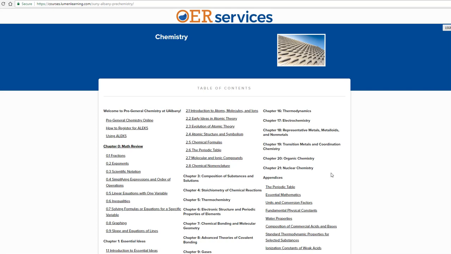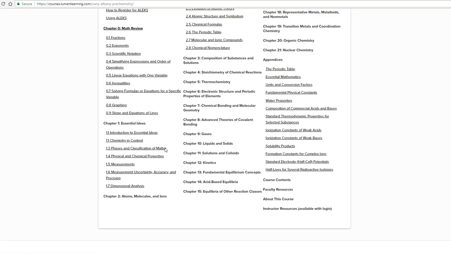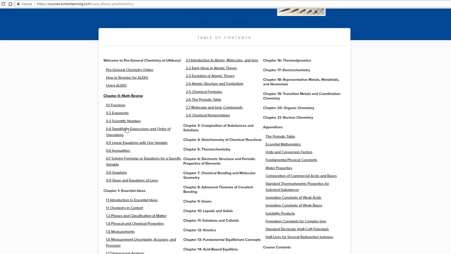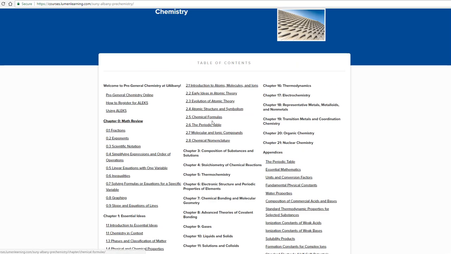And we're going to use something called Aleks, which is an online homework system, in order to help you to practice some of the concepts covered in this book. So if you notice here, in this book, which you've already found the link to, we have the first three chapters, Chapter 0, 1, and 2.